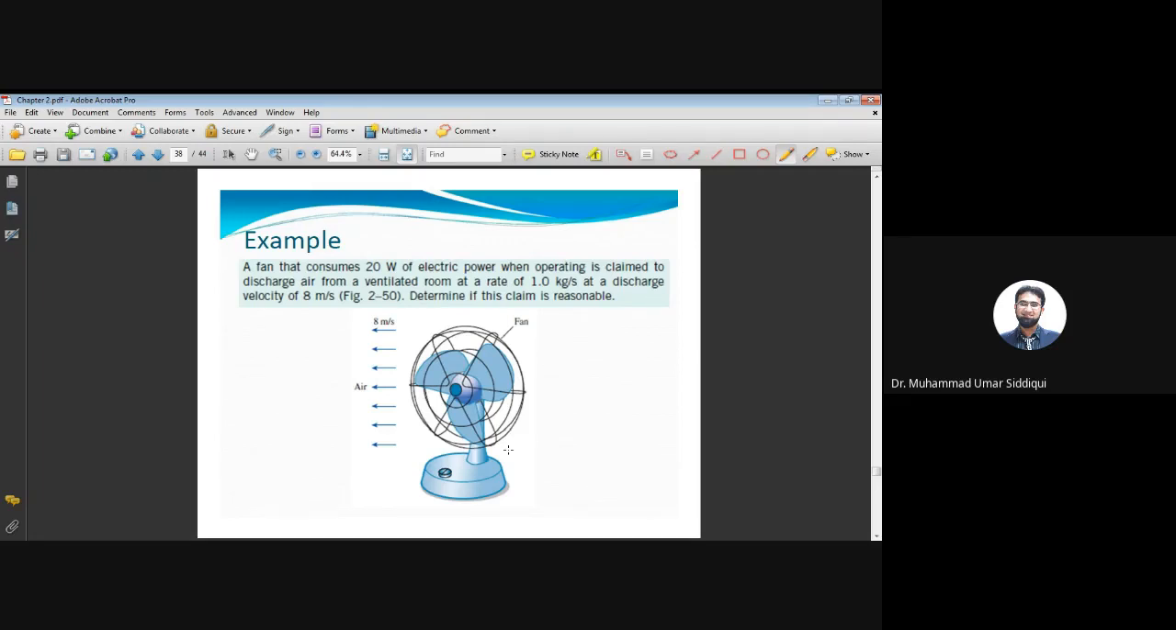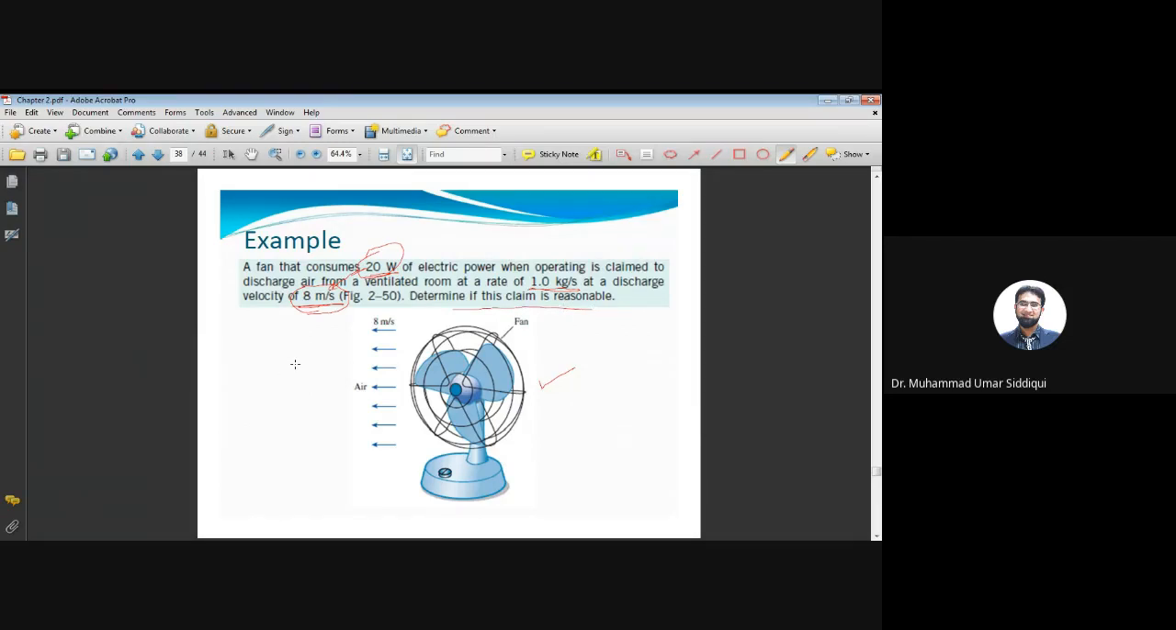So let's say we have a manufacturer of the fan, and the manufacturer is saying that this fan is going to consume 20 watts, and if the ventilation is about 1 kg per second, it can provide a discharge of air at a velocity of 8 meters per second. Now, using 20 watts, producing a velocity of 8 meters per second, is it really possible? Is it thermodynamically true? We need to see if this claim is correct or not. Okay, so this is the question.